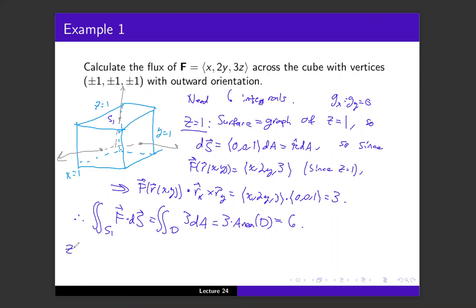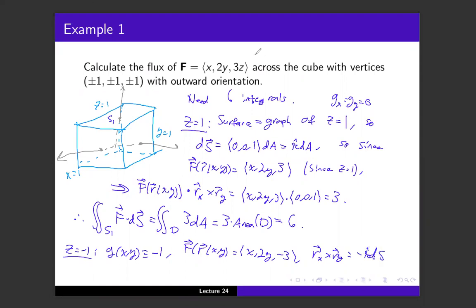And meanwhile, for z equals -1, it's almost the same story, only in this case you have g of xy is the constant function -1, and f of r of xy is x, 2y, -3, and accordingly rx cross ry is actually equal to negative k, negative k in this case. I'm going to call that S2. Maybe you can see this already.